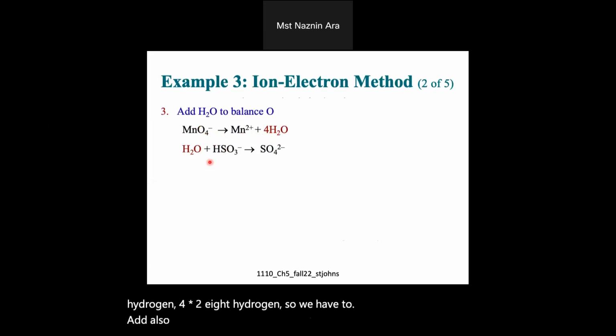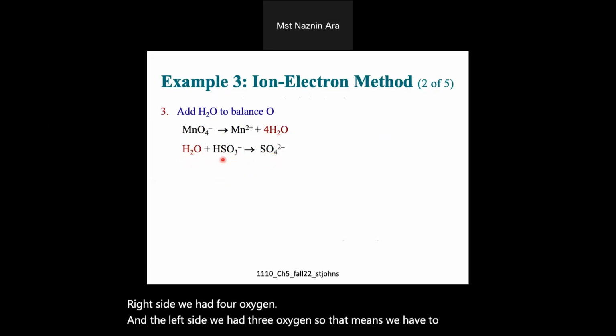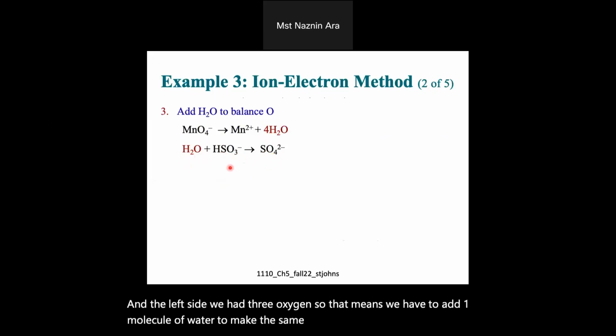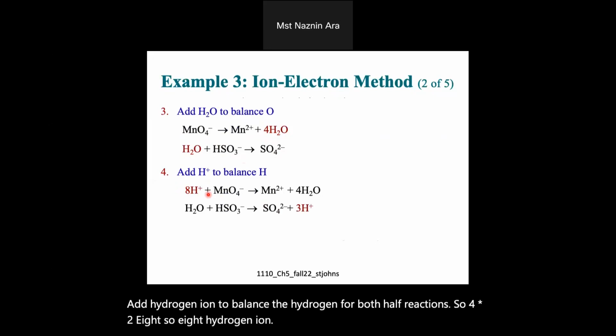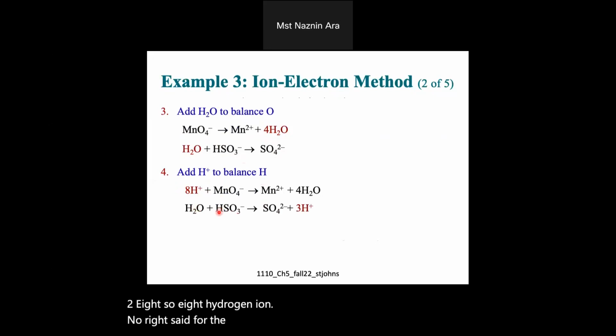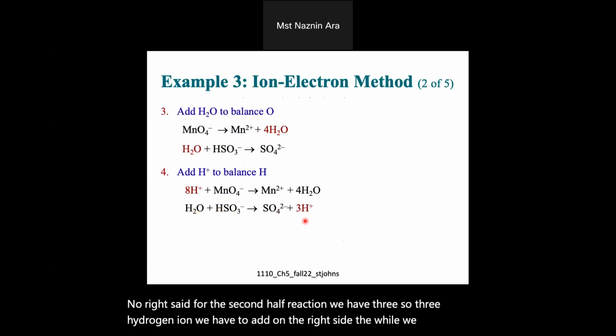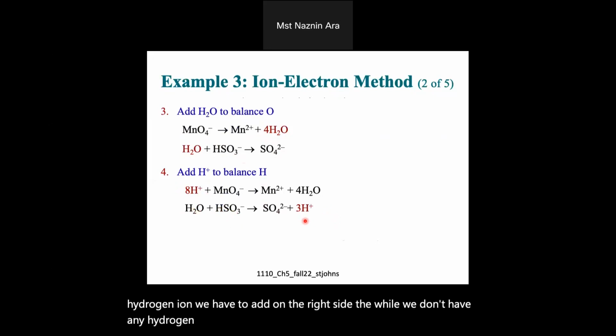Oh, but before that, look at the second half reaction. On the right side we had 4 oxygen, and on the left side we had 3 oxygen. So that means we have to add 1 molecule of water to make the same number of oxygen on both sides. Now add hydrogen ions to balance the hydrogen for both half reactions. So 4 times 2, 8 hydrogen ions. Now for the second half reaction, we have 3 hydrogen on the right side, so we have to add 3 hydrogen ions on the right side.